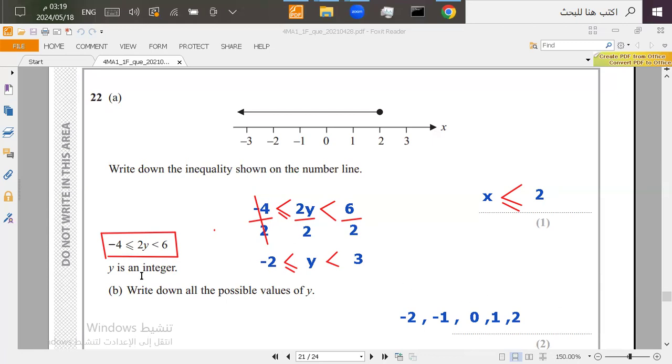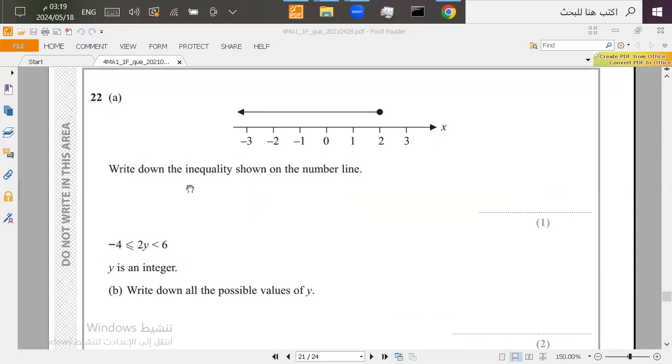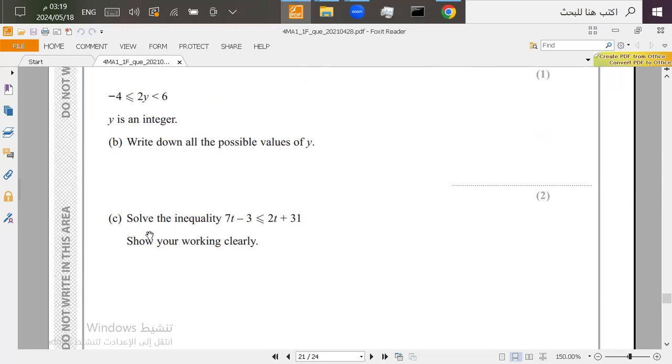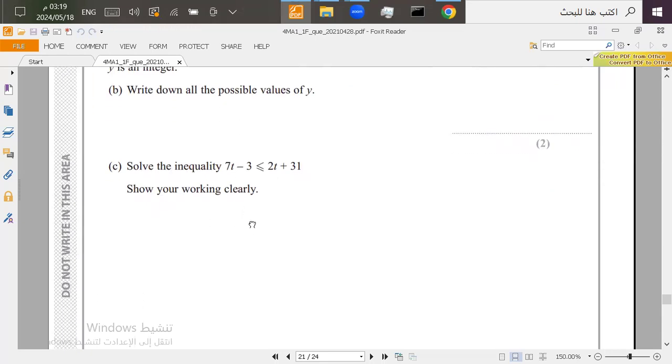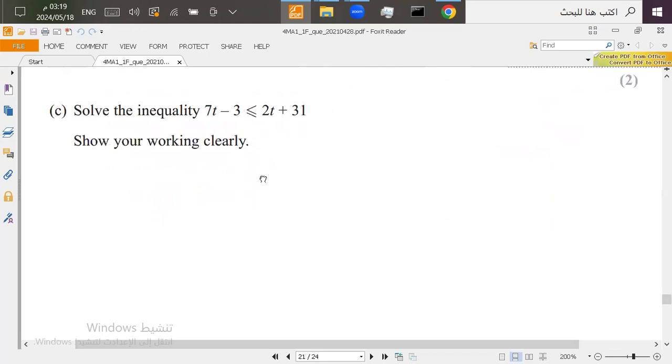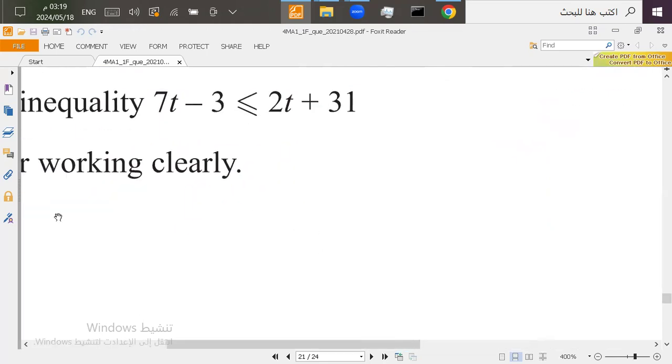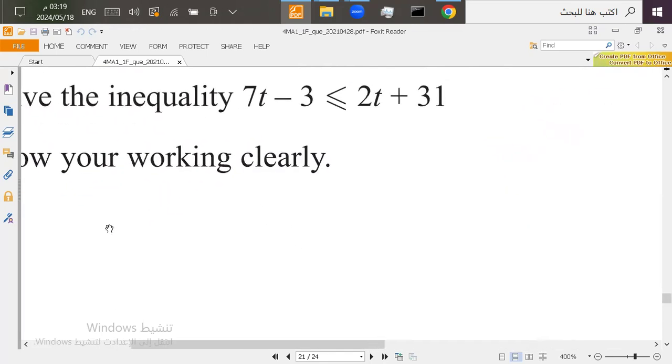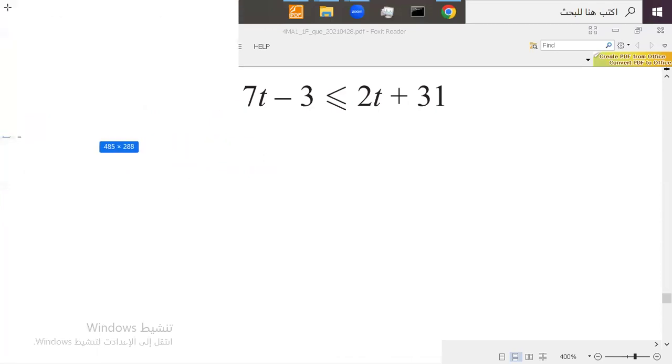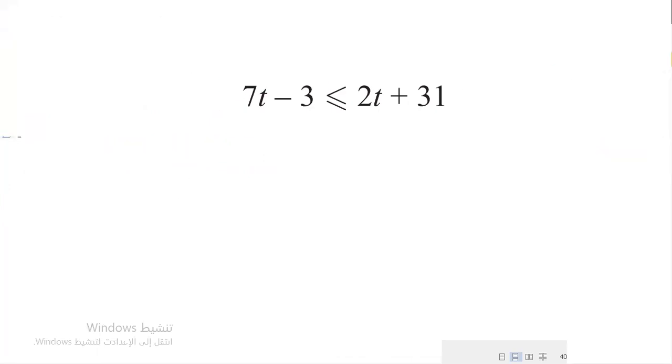Now, let's move on to the next question. Question C. Solve the inequality. Show your working clearly. Now, let's zoom in so we can solve the inequality here. Let's put it like this and over this so we can work here. So we're going to solve this inequality here. To solve the inequality, it means make all the variables on one side.